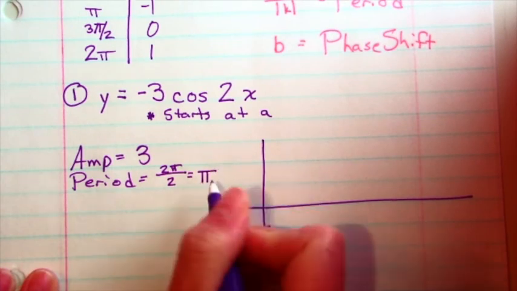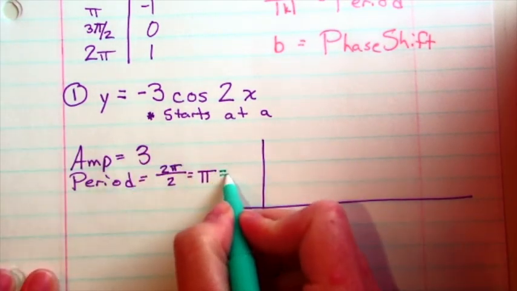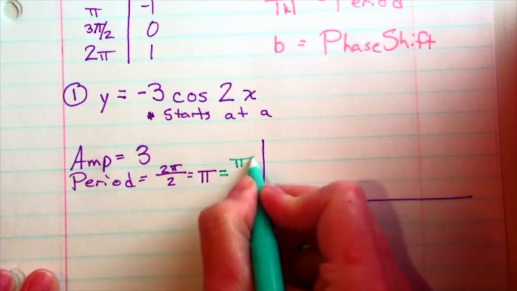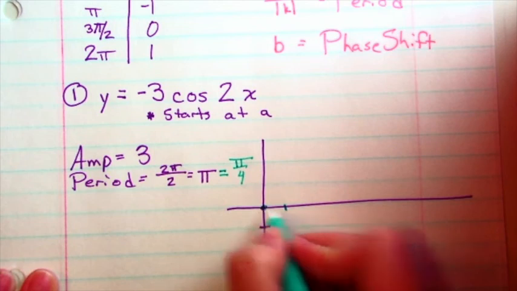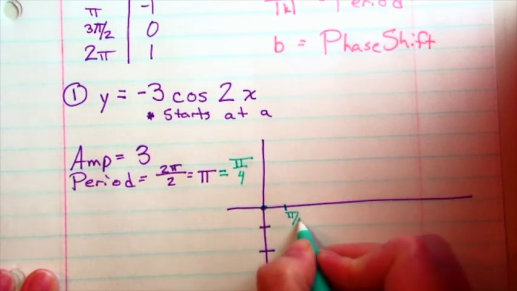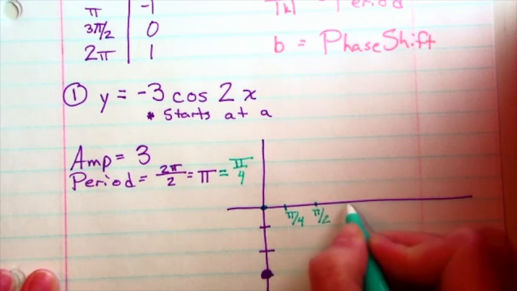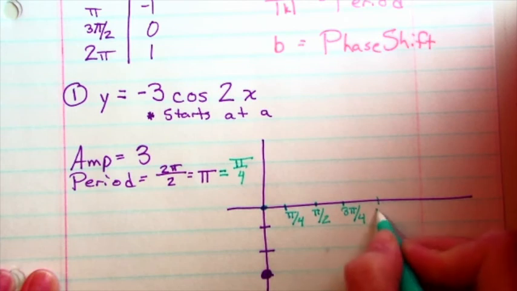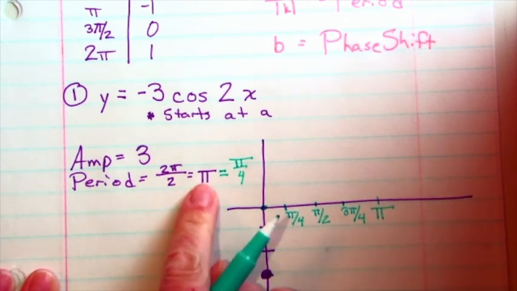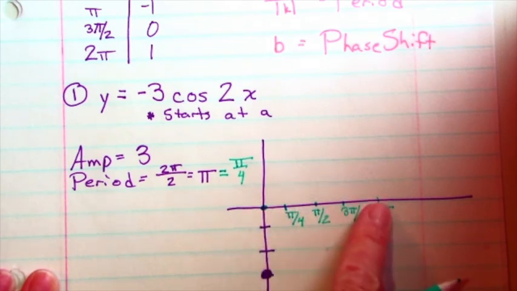That means this is going to be pi. It's going to be just like that last one that we looked at. So if we divide this into fourths, that's how we're going to label this axis. So this is going to be at 0, and then pi over 4, 2 pi over 4 is pi over 2, 3 pi over 4, and then pi. So that takes care of the whole period, but I've split it up into fourths so that I know where to put those points that we were talking about.